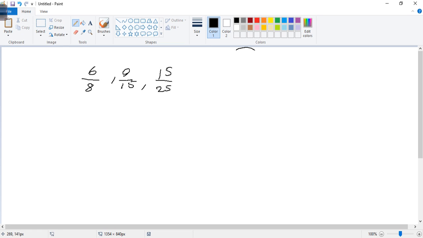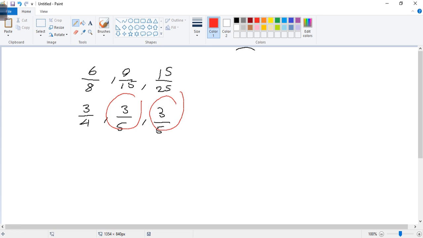To simplify the first one, if we divide by 2, it will be 3 over 4. If we divide this one by 3, it will be 3 over 5, and if we divide here by 5, it will be 3 over 5. So we'll have these two equal, and this one is a strange number. Is that okay? Okay. Now let us start another exercise.